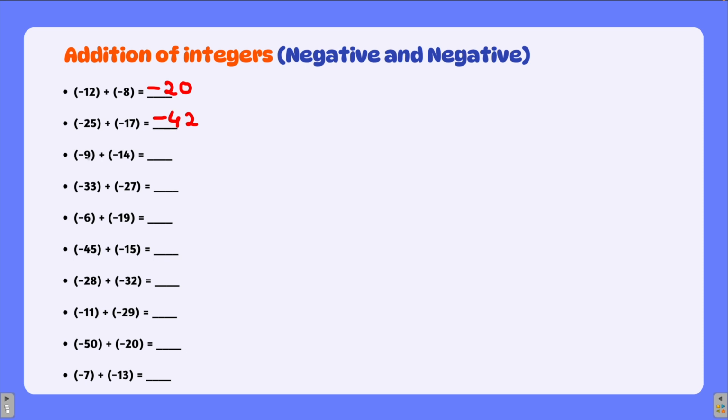Now again, minus 9 plus minus 14 will give us minus 23, because 9 plus 14 is 23 and a negative sign. Now minus 33 plus minus 27. This will give you a minus. 3 plus 7 is 10. So 0, 1 carry, and now 4, 5, 6. So minus 60. Next question.